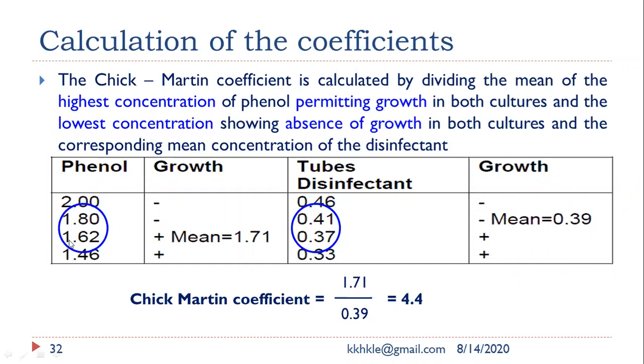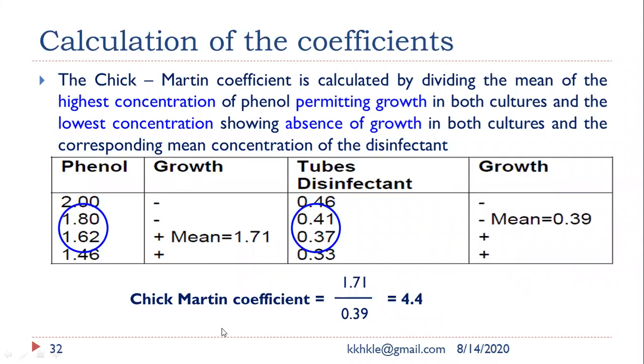Whereas in case of the radial Walker test, we are considering only one concentration. But here we are taking the mean of these two: the concentration which is showing the activity, killing all the organisms, and the one concentration which is not killing the organism. The mean of these two will be taken, and here the mean is 1.71. Similarly for the test disinfectant it will be done. Here it is the mean of 0.41 and 0.37. 0.41 is not showing growth, that means it is killing all the organisms, whereas 0.37 shows growth, that means it is not killing all the organisms. The mean of this is 0.39.